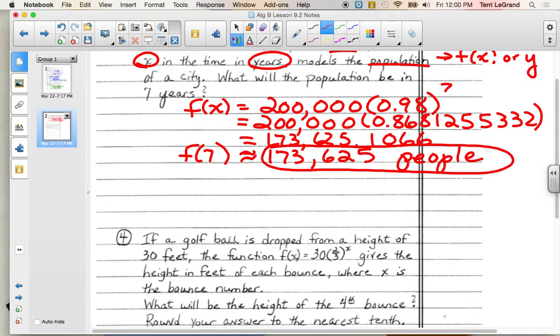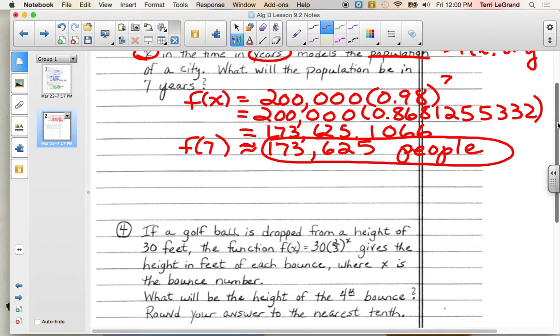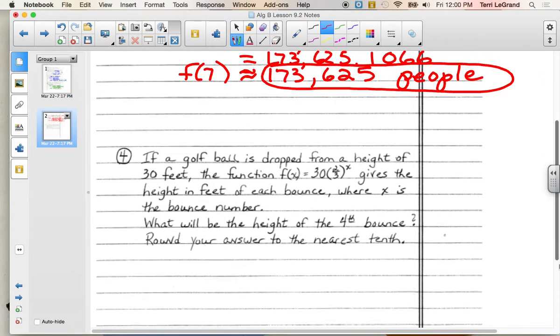I know. Okay, questions on that one? Did we get a result that we can accept? Why can we accept this answer? Because it got lower, and we said it should get lower, right? Okay, now let's go to number 4.